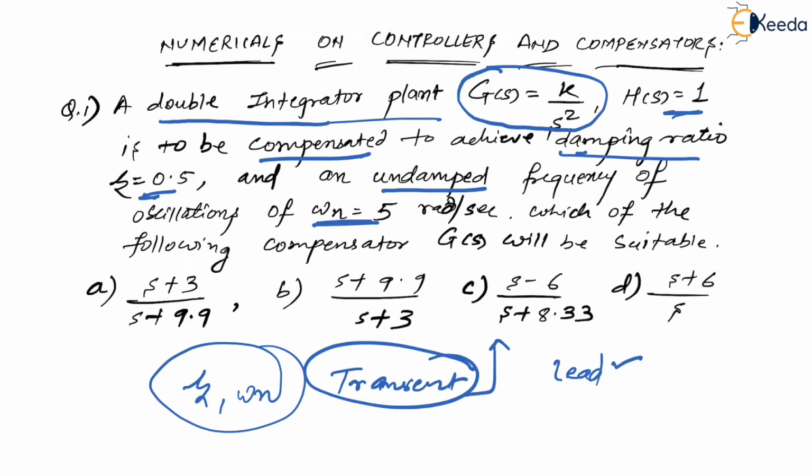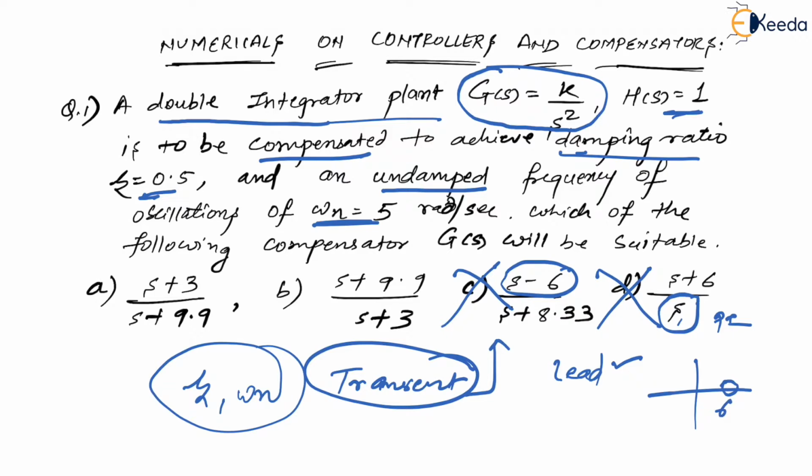So option D is not the answer. Why? Because you have s in the denominator, which means it is PI. This is gone. Similarly, this one cannot be there. Why? Because s minus 6 means the zero is at 6, in the right half plane, and it is itself unstable. Then you have this 6 here, and this 8.33 here, minus 8.33. Still we are not interested in this C. Getting my point? What about B?